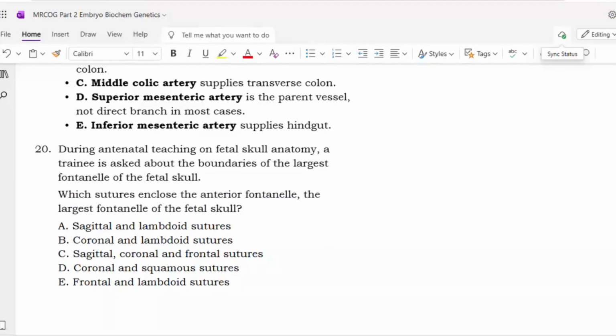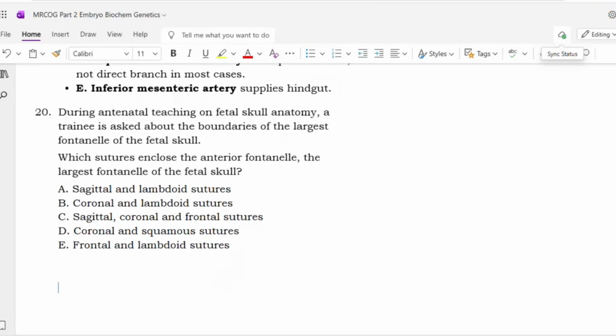Next. During antenatal teaching on fetal skull anatomy, a trainee is asked about the boundaries of the largest fontanelle of the fetal skull. Which suture encloses the anterior fontanelle, the largest fontanelle of the fetal skull? Sagittal and lambdoid, coronal and lambdoid, sagittal, coronal and frontal sutures, coronal and squamous suture, or frontal and lambdoid suture. So option C, sagittal, coronal and frontal sutures.